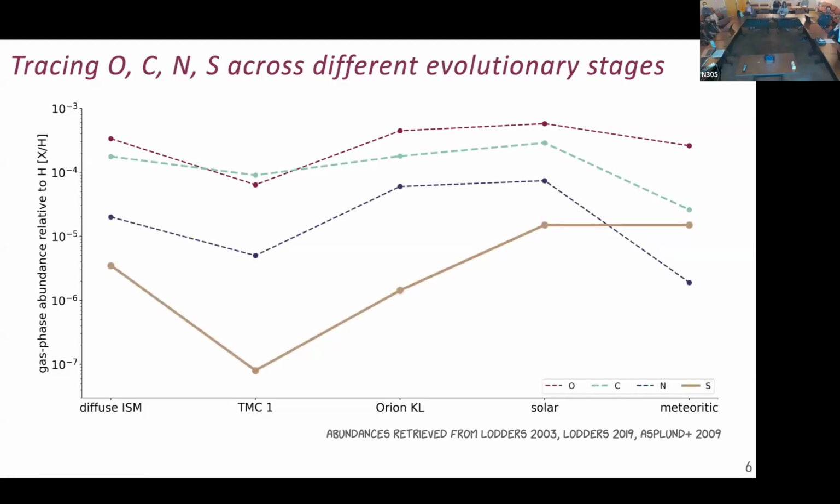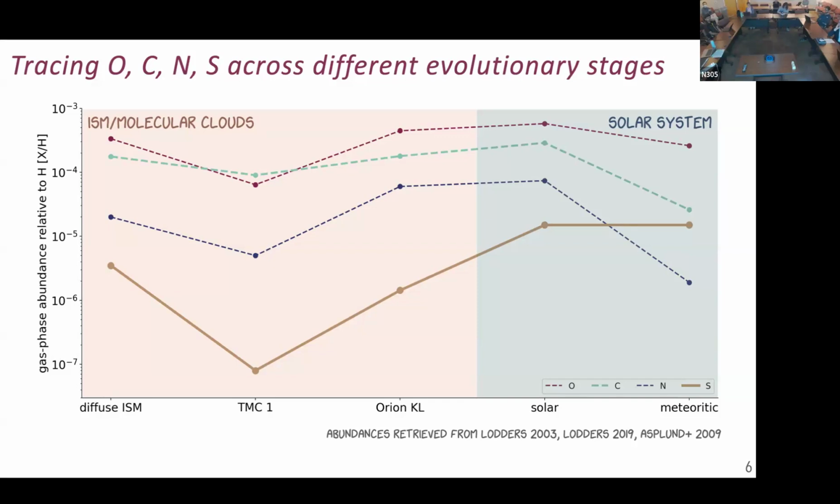And then when you go to sulfur, in these ISM and molecular clouds, there's a relative depletion of sulfur with respect to the ISM abundance. It depletes by a couple orders of magnitude, which is not really seen for the other elements, or not well explained at the moment, because for the other ones that depletion is accounted for in the ice constituents, but not for sulfur. But then we see in our solar system, it goes back up. We are pretty sulfur rich in our solar system relative to interstellar abundances.